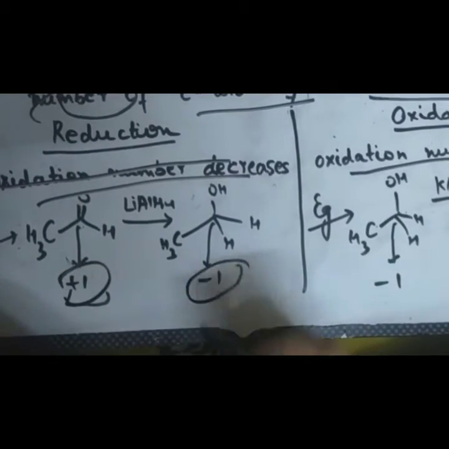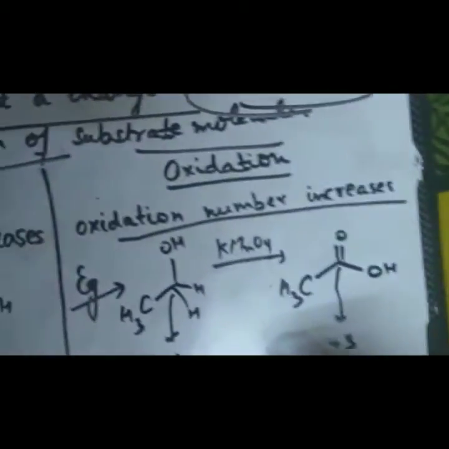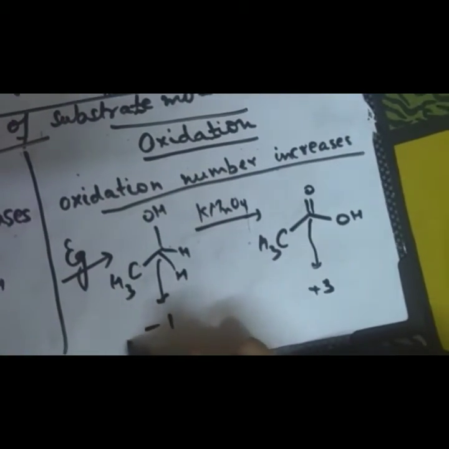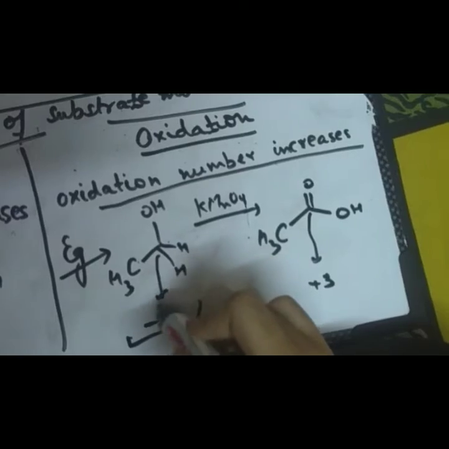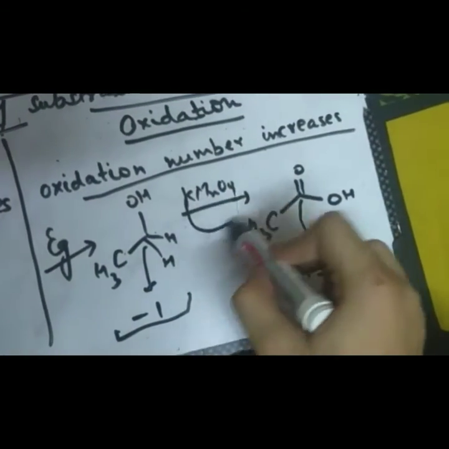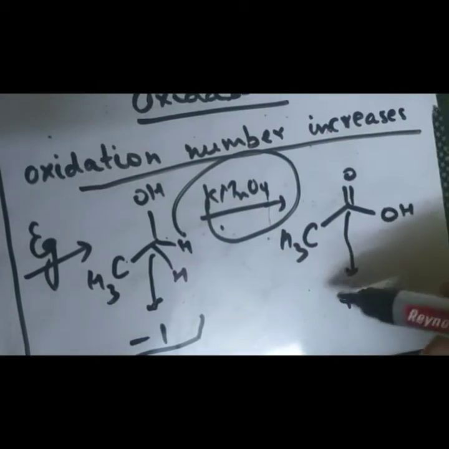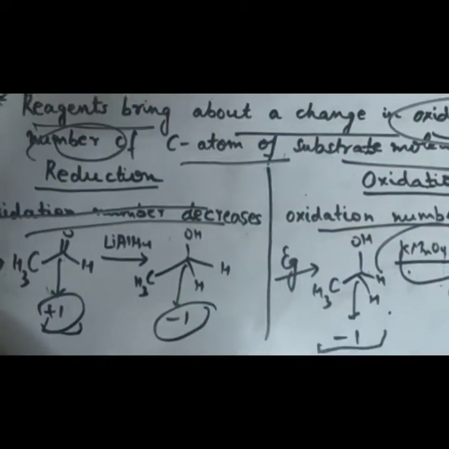So this is reduction. In oxidation reaction, here we have ethanol and the oxidation number of this carbon is -1. On adding KMnO4, which is another reagent, which is oxidizing agent, the oxidation number increases to +3. So this is oxidation and this is reduction.